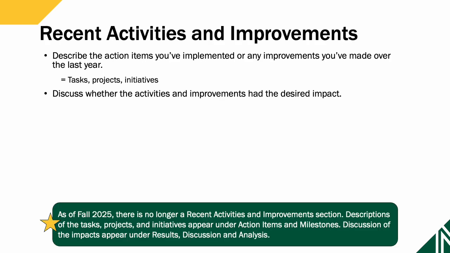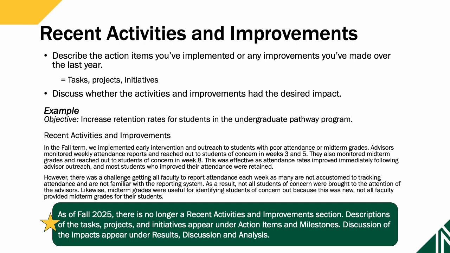Let's look now at recent activities and improvements. Under recent activities and improvements, you describe the action items you've implemented or any improvements you've made over the last year to work toward your objective. This is where you can describe the various tasks, projects, or initiatives you've been working on. You'll also want to discuss whether the activities or improvements had the desired impact and what worked well and what needs to be further improved. Here's an example recent activities and improvements section for the same objective we've been talking about, increase retention rates. You can pause the video now if you'd like time to read the example.